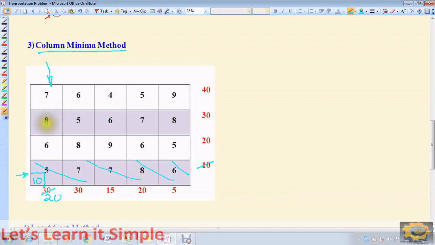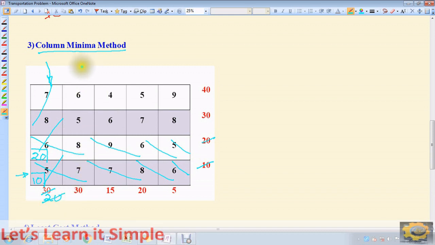That is 7, 8, 6. So the minimum is 6. So I need to allocate here. So if I compare along that row 20, along that column we have 20, which means I can allocate 20. This results in vanishing the first column as well as the third row, because if I try to justify the allocation to this cell, that is 6, we have 20 along the row and 20 along the column. So this results in vanishing the third row as well as the first column.